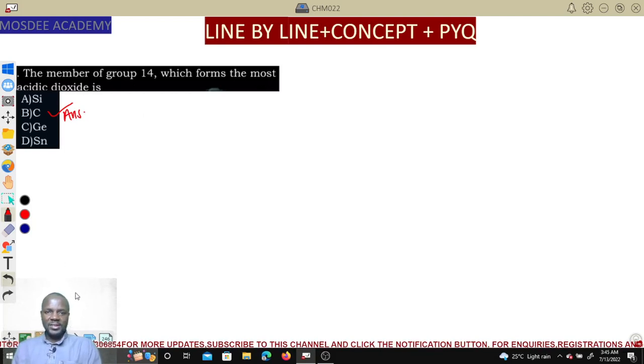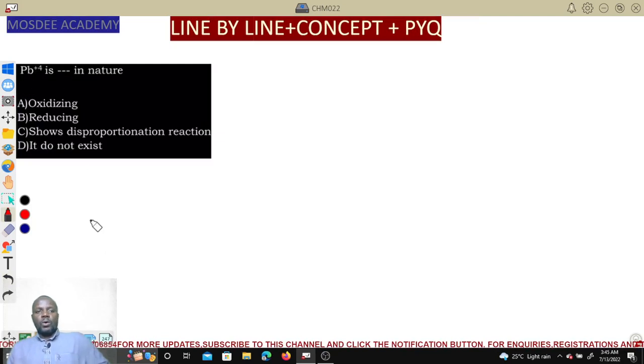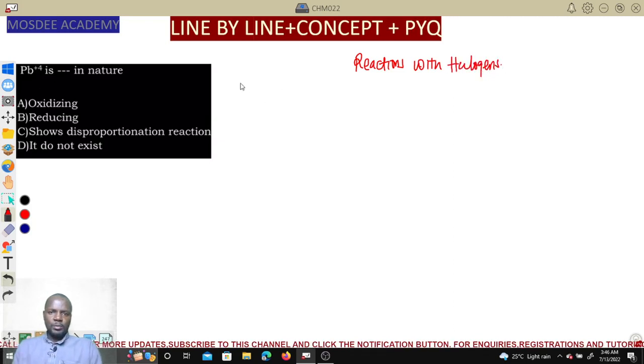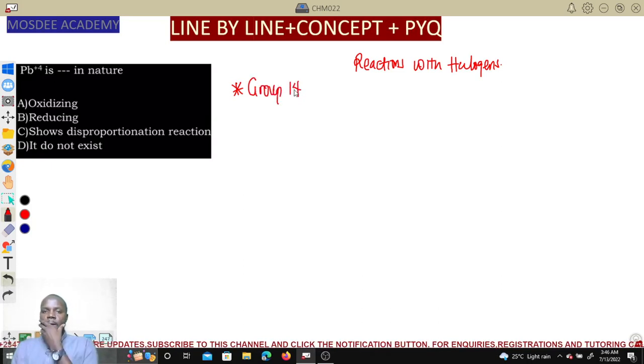The next question. Okay, fine. Now we have Pb+4 is dash in nature. Now we have to understand, I don't think this is a complete question. So let's talk about reactions with halogens, reactions with halogens of the group 14 elements. I think the admin actually wants to write PbI4, because that is the only thing that can make sense. Now, the elements combine with halogens. That is group 14 plus halogen.